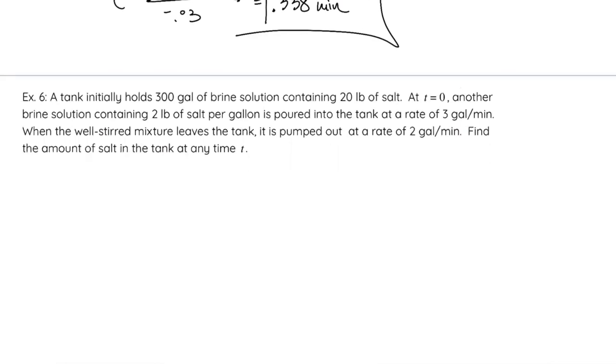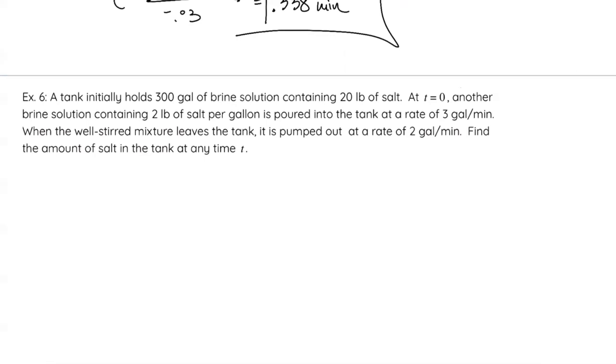Example 6. We have a tank initially holding 300 gallons of brine solution containing 20 pounds of salt. At t equals 0, another brine solution containing 2 pounds of salt per gallon is poured into the tank at a rate of 3 gallons per minute. When the well-stirred mixture leaves the tank, it is pumped out at a rate of 2 gallons per minute. Find the amount of salt in the tank at any time t.